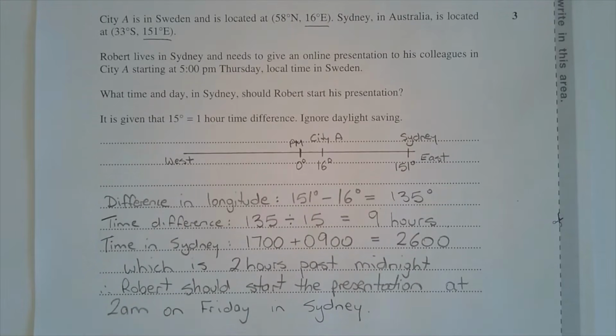Now that doesn't make sense since the time goes from 0000 to 2400. So this means that this is 2 hours past midnight in Sydney. So interpreting this result, this means that Robert should start the presentation at 2 a.m. on Friday in Sydney.